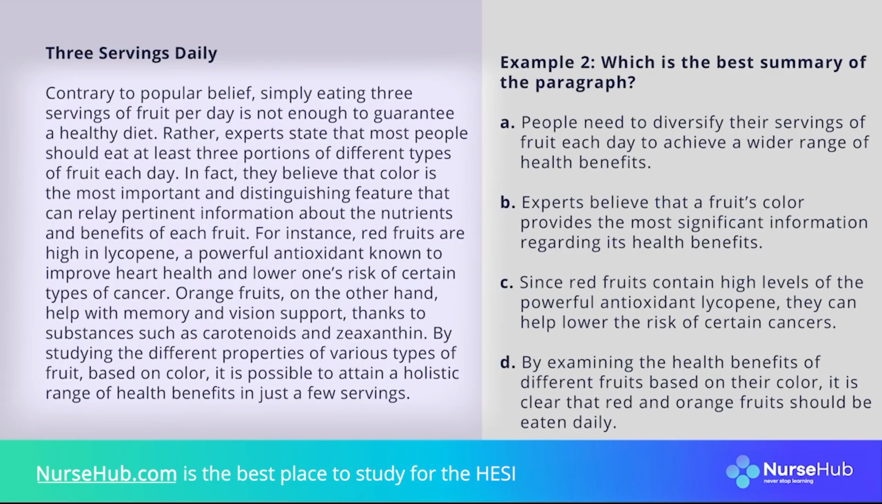For instance, red fruits are high in lycopene, a powerful antioxidant known to improve heart health and lower one's risk of certain types of cancers. Orange fruits, on the other hand, help with memory and vision support, thanks to substances such as carotenoids and zeaxanthin. By studying the different properties of various types of fruit based on color, it's possible to attain a holistic range of health benefits in just a few servings.